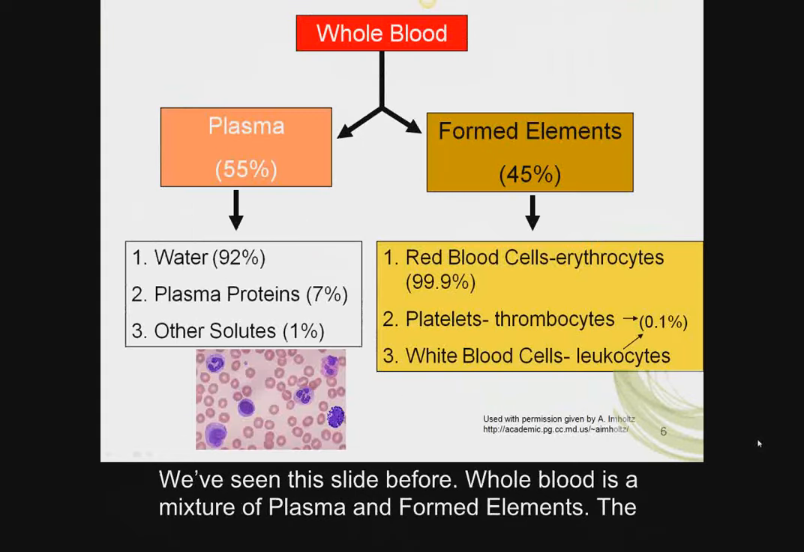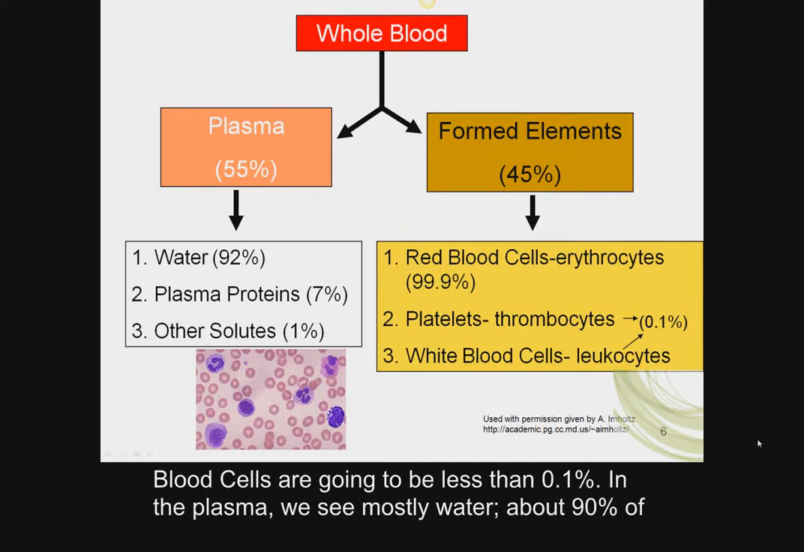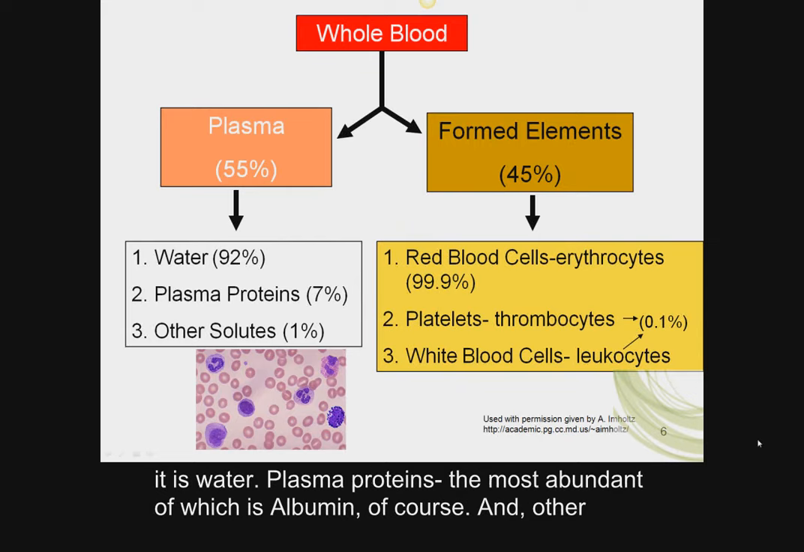We've seen this slide before. Whole blood is a mixture of plasma and formed elements. The formed elements, most of them, are red blood cells, of course. Platelets and white blood cells are going to be less than 0.1%. In the plasma, we see it's mostly water. About 90% of it is water. Plasma proteins, the most abundant of which is albumin, are found in plasma, and other solutes can be dissolved in plasma.